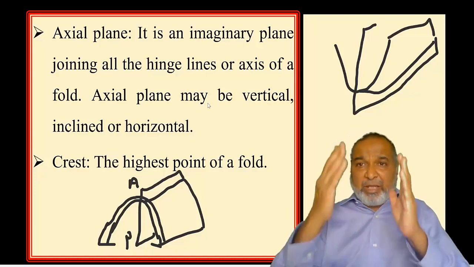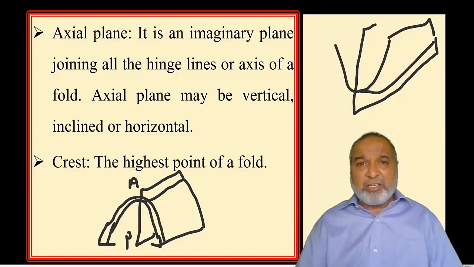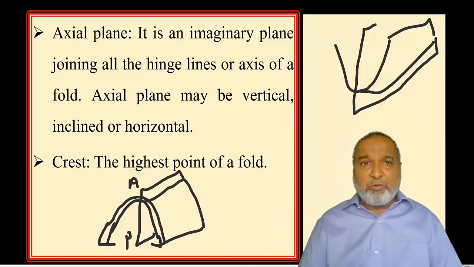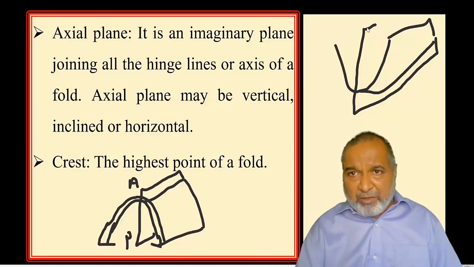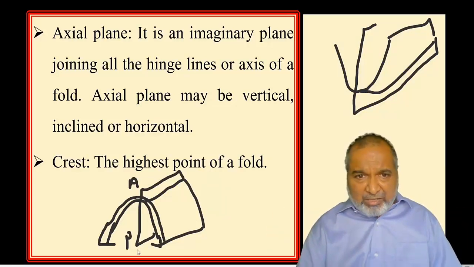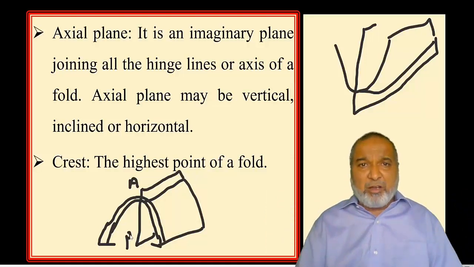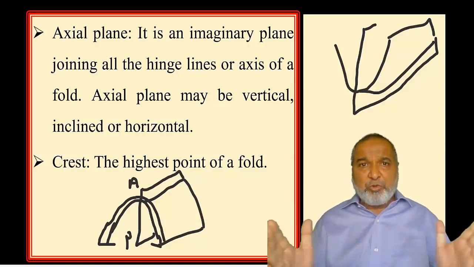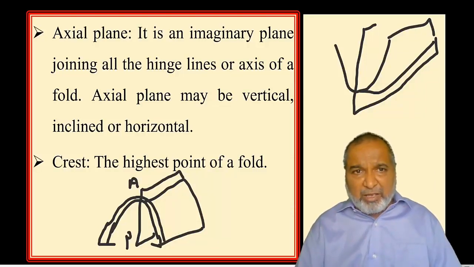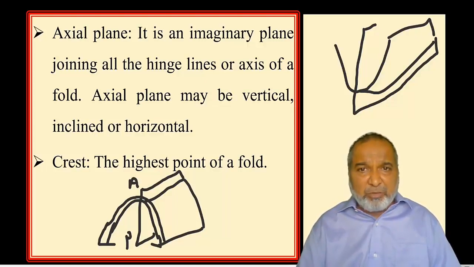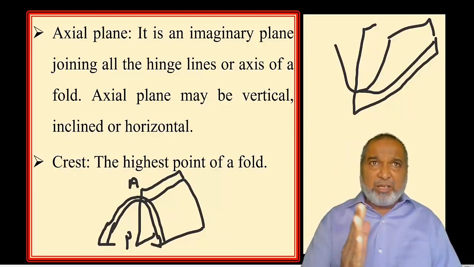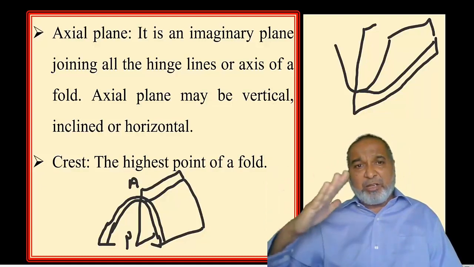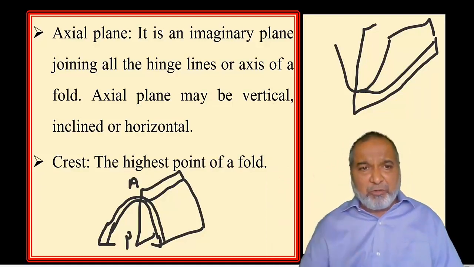Axial plane is an imaginary plane which divides the fold into two parts. That is the imaginary plane we have shown in the syncline, and similarly we have drawn here in the anticline. This is an imaginary plane which divides a fold into two parts, so that will be the axial plane. It may be vertical, it may be inclined, or it may be horizontal. Any nature will be there.